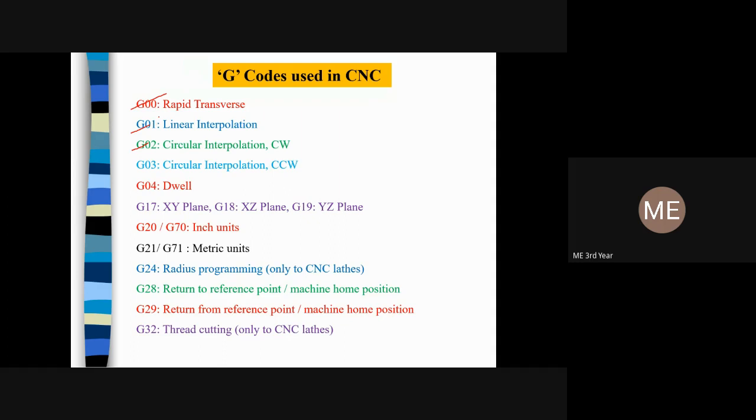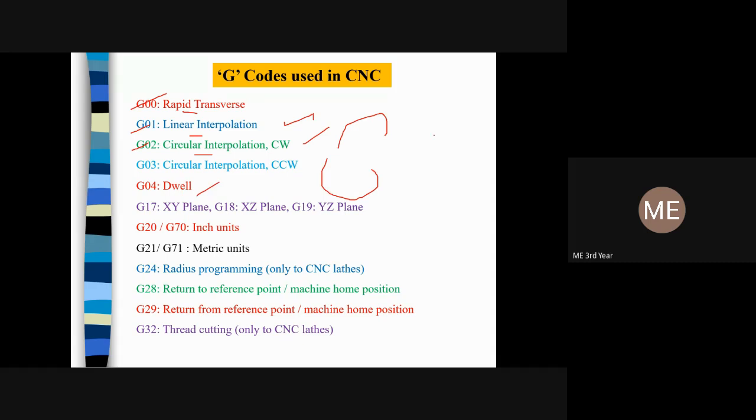So G00 is rapid traverse, G01 is linear interpolation, and G02 and G03 are circular interpolation. What does interpolation mean? The tool will move linearly from one point to another, or the tool will move circularly, which may be clockwise or counterclockwise. G04 is dwell.